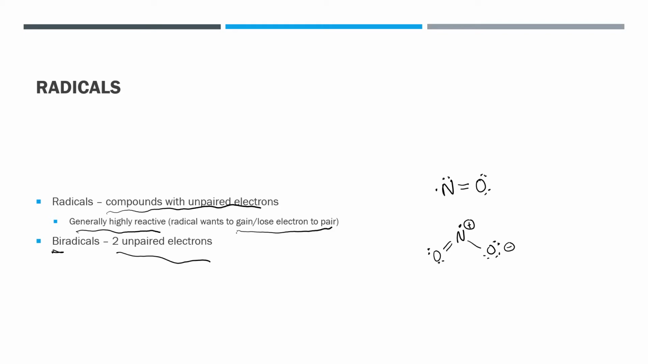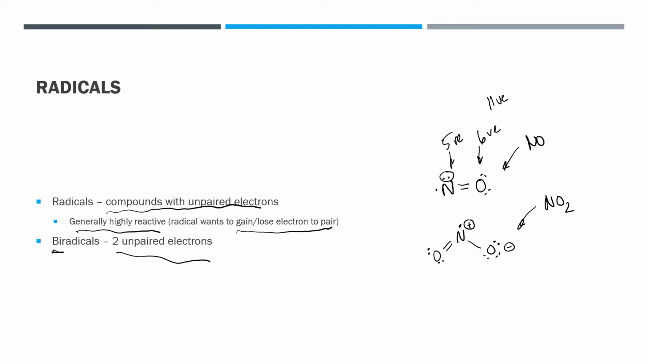So here are just some examples of radicals that I've drawn. Our first one is nitrogen monoxide, and the second one is nitrogen dioxide. You should be able to draw these Lewis structures pretty easily. You should be able to count the number of valence electrons. Nitrogen is 5, oxygen is 6, so we have 11 total valence electrons. Automatically you should know, okay, this is an odd number, which means that we should have a radical, because one of the electrons is not going to be paired.